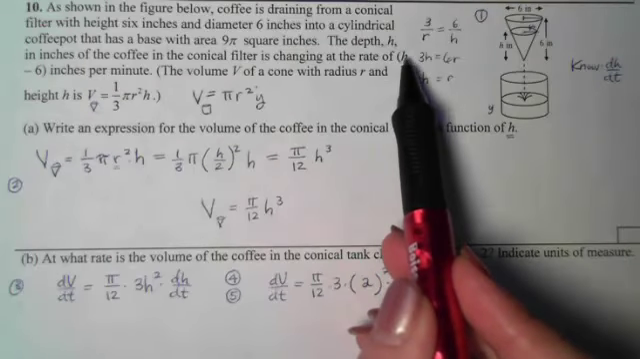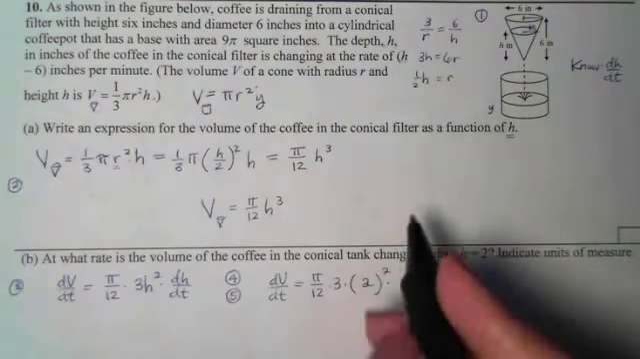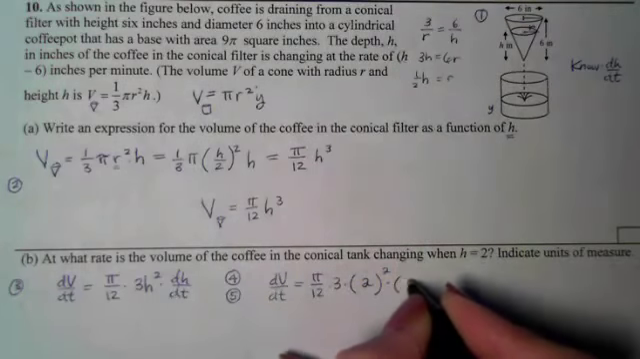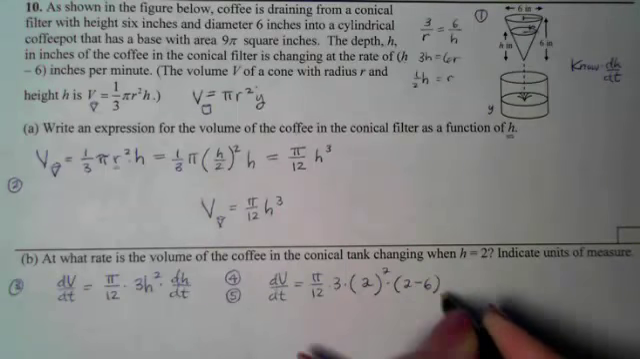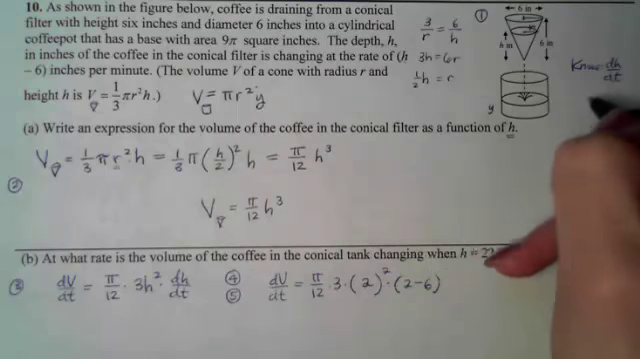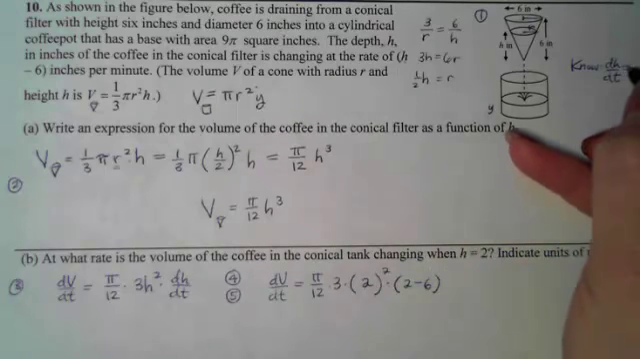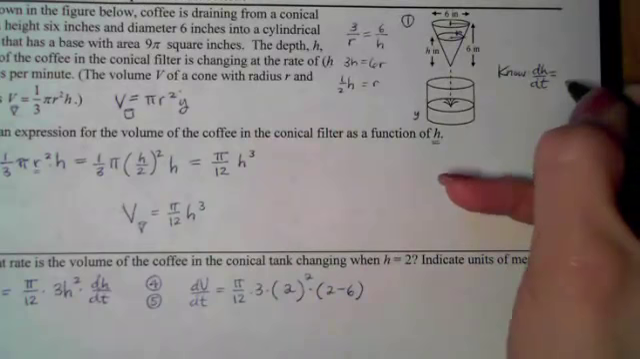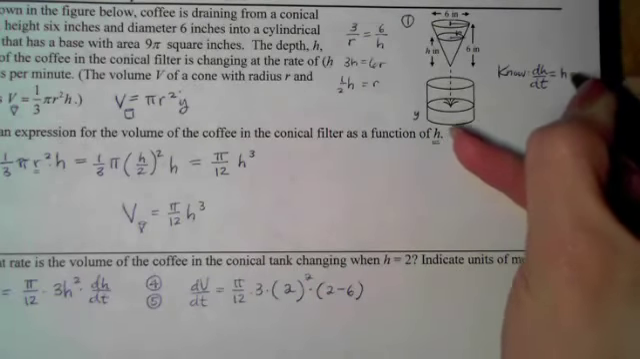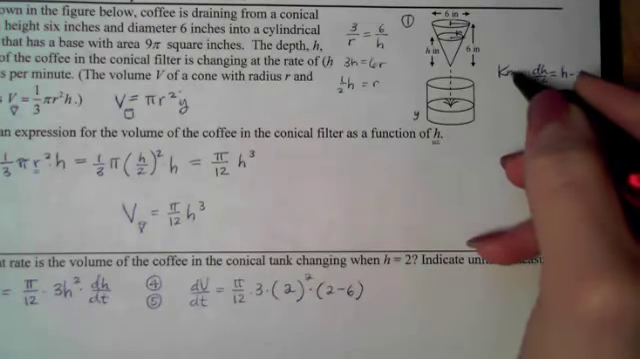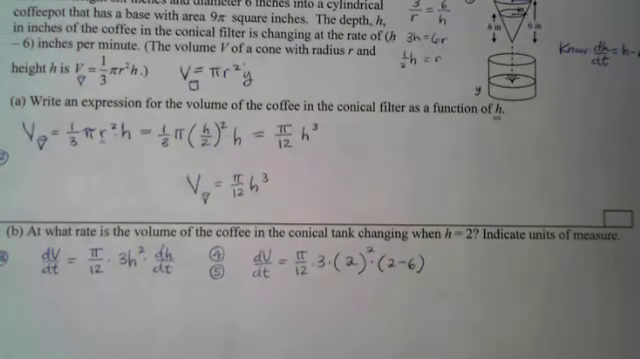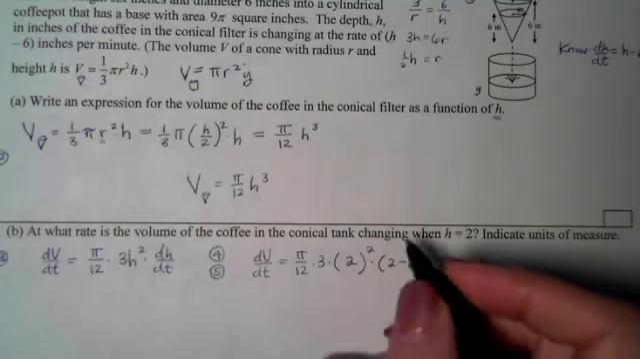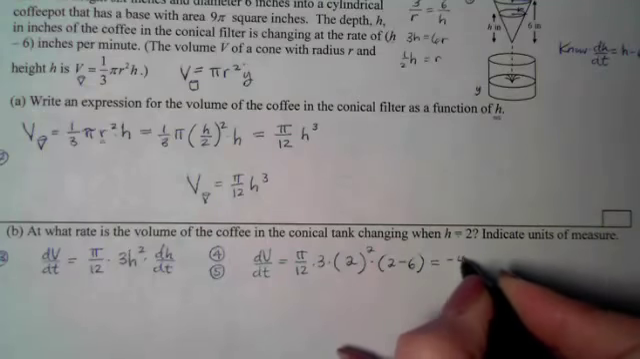So that means when h is 2, I'm going to plug a 2 in here. So the dh dt will be a 2 minus a 6. So we might want to write down up here that dh dt is equal to h minus 6. You can write that down. There might be a point attached to that. We'll look in a second. So here we are. We've got dv dt. All we need to do is multiply that out, and when we do, we get a negative 4 pi.